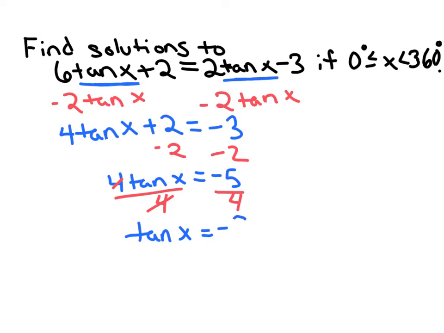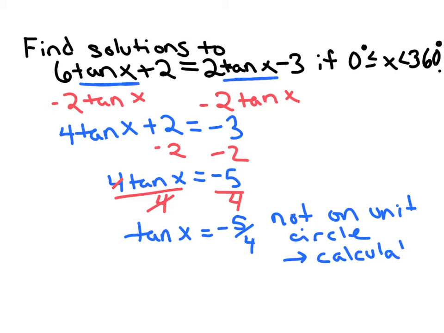The problem is, if you look at the values of tangent on the unit circle, so if you look at the ratio y over x on the unit circle, you're never going to see a ratio that's equal to negative 5 over 4. That just doesn't correspond to one of the standard angles on the unit circle. So if you are looking for a value that does not appear on the unit circle, then you should grab your calculator.